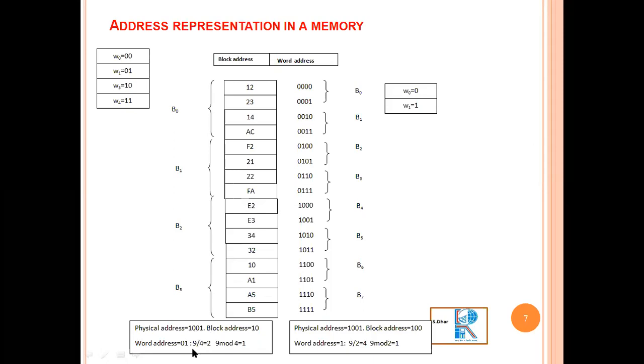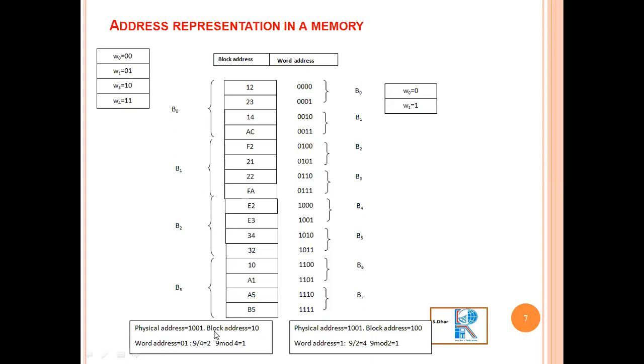Here 1001 means 9. In this case each block contains 4 words, so we have to divide by 4. In the previous case it was 2. So 9 by 4, the quotient is 2, since 4 into 2 is equal to 8. The remainder of 9 mod 4 is 1. So block 2, word 1. Here also we get the same result: block 2, word 1.